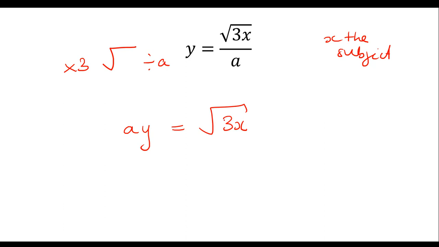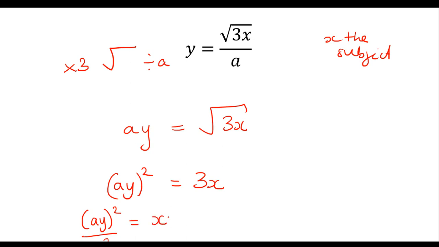And now to undo this square root, I have to square this left-hand side. So I want everything squared. So again, I'm going to use the brackets to show that. And that leaves me just with 3x. And the last thing I have to do is undo the multiplying by 3 by dividing by 3. So that'll be (ay) squared divided by 3 equals x.